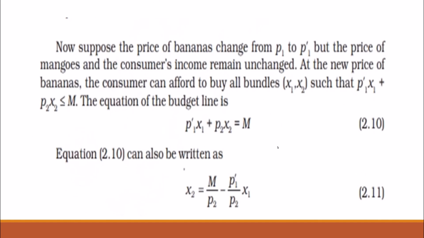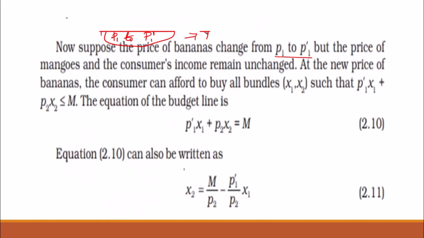Now you can suppose a situation where the price of banana is changing, this is another instance. So we have considered a change in income, what will happen whenever there is a change in income, that we have considered. Now we are moving on to the price change. So we are assuming that the price of banana has changed from P1 to P1 dash. Earlier the price was P1, now it is P1 dash. Now you assume that whenever this change happens, income is constant. There is no change in the income of the consumer.